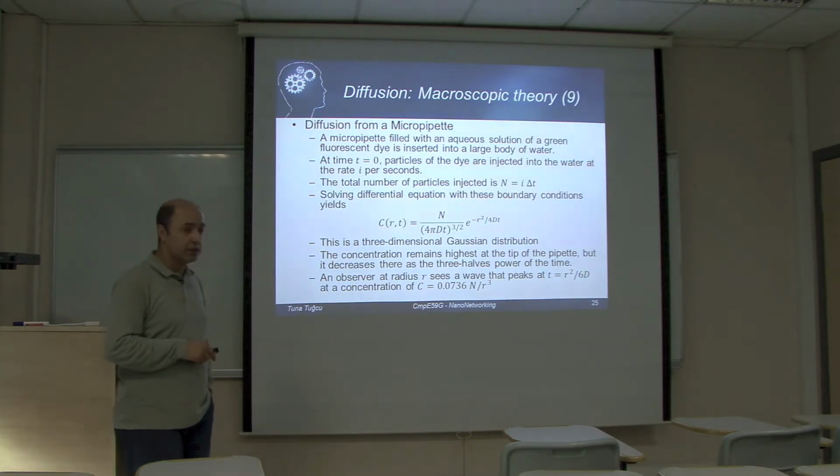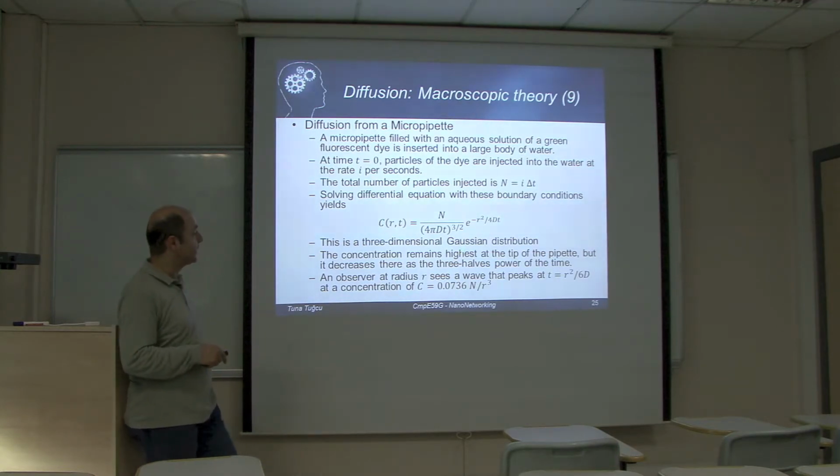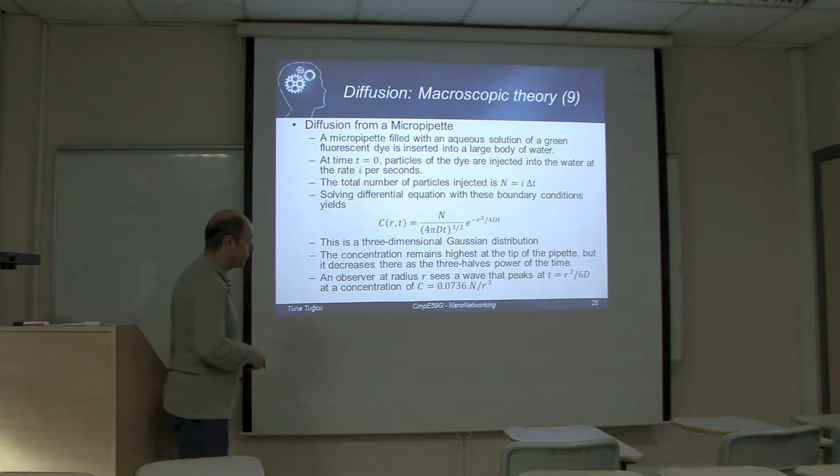So this is a 3-dimensional Gaussian distribution, and the concentration remains highest at the tip of the pipette, but it decreases there as a function of the time to the power of 3 over 2, as you can see here, t to the power 3 over 2. And an observer at radius r sees a wave of green fluorescent dye coming towards it that peaks at t equals r squared over 6D, at a concentration of c of this value. Okay?